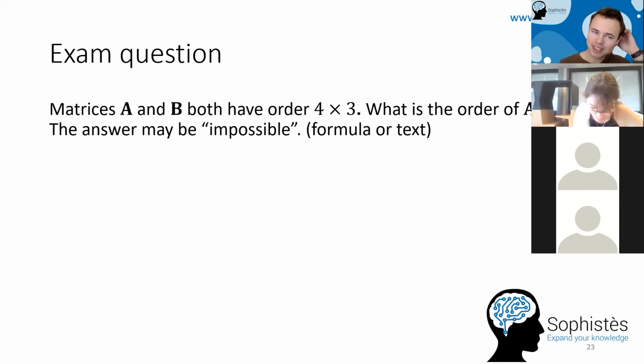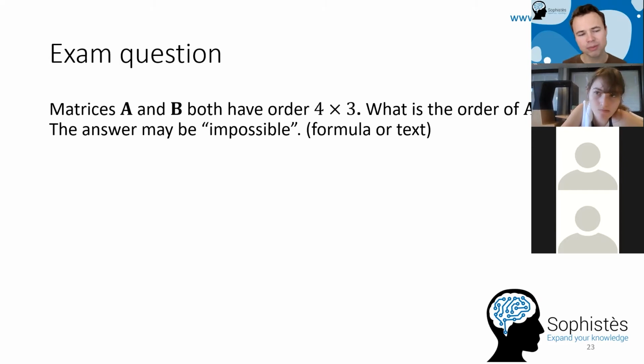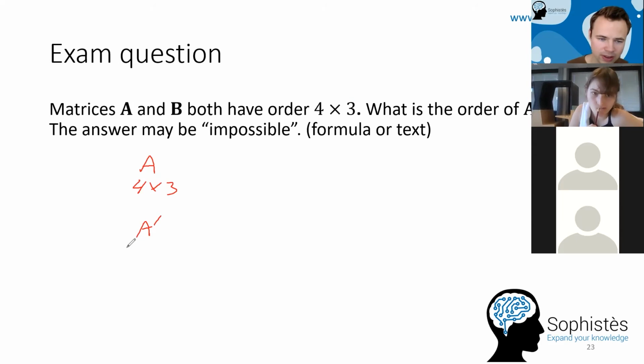No, the answer is not impossible. Chanel also has the correct answer. No, it's not 3 times 4. I think you made a mistake somewhere. Let me tell the answer. Okay, so A is a 4 times 3, right? But if we transpose A, then the order will flip. So now the order will be 3 times 4.